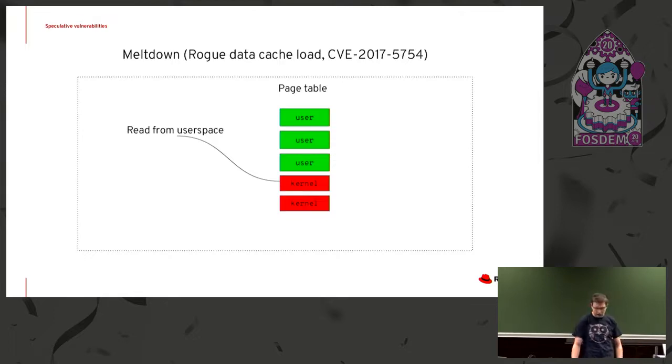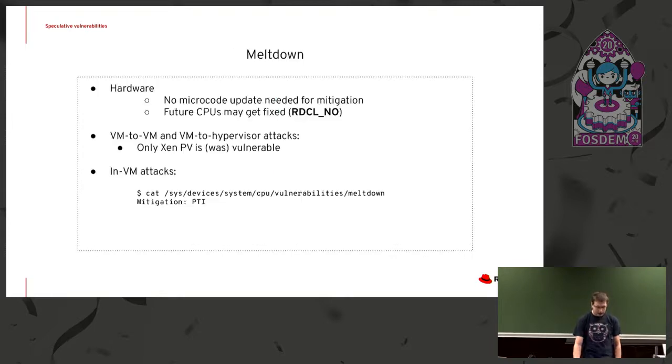Going forward, Meltdown. Meltdown is an Intel-specific vulnerability. It's about page tables, when your page tables are shared between your user space and kernel, and we are speculatively reading some memory which doesn't belong to user space. And currently, there is no hardware support required for mitigation.